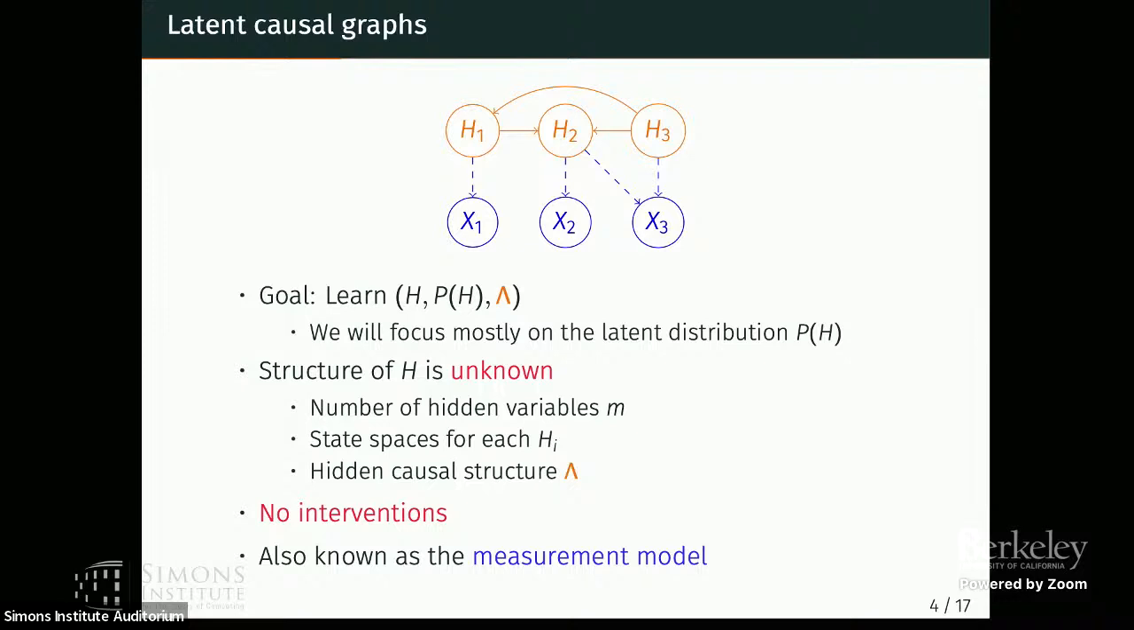So I'll talk about previous work in just a second, but I am far from the first person to think about this model. This model has appeared in many applications as well as in the causal inference literature, the causal discovery literature. Yeah, go ahead.